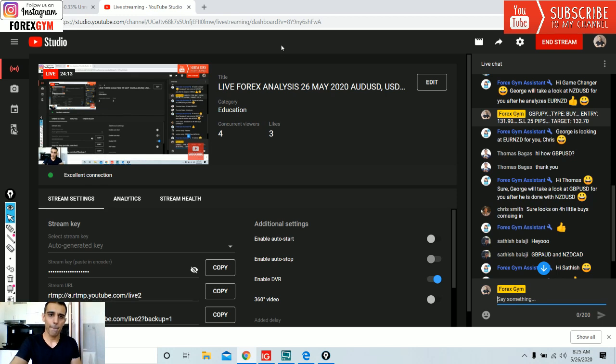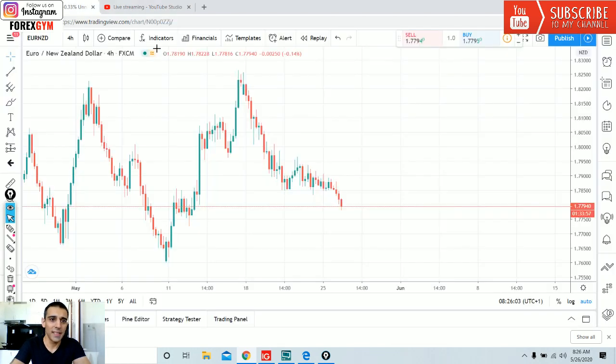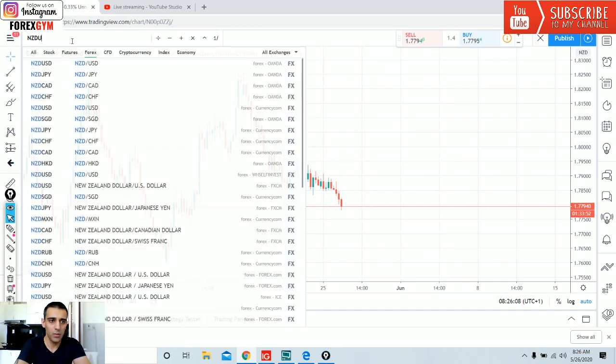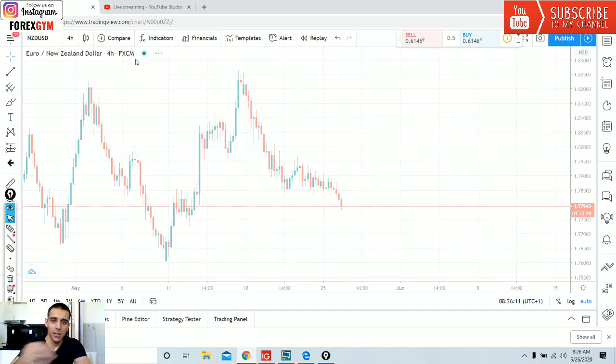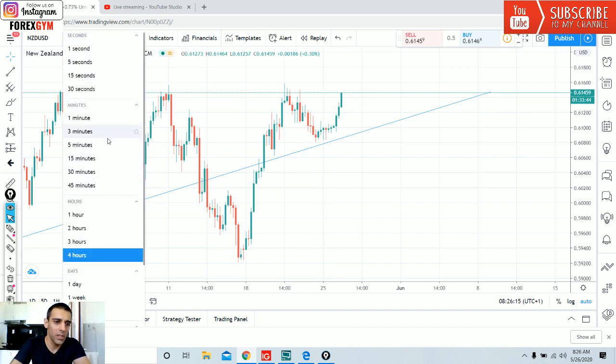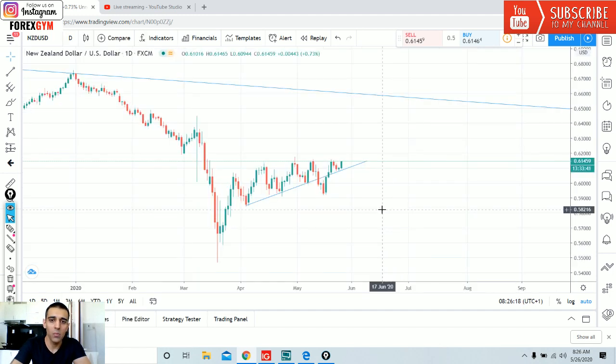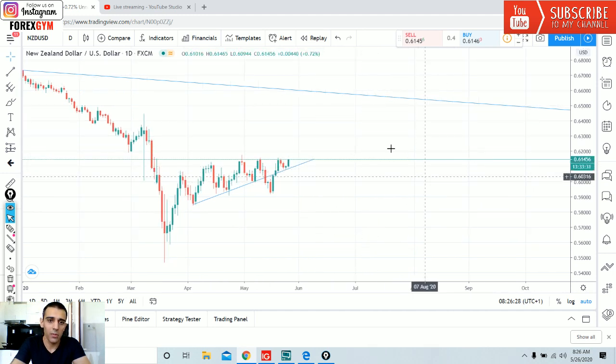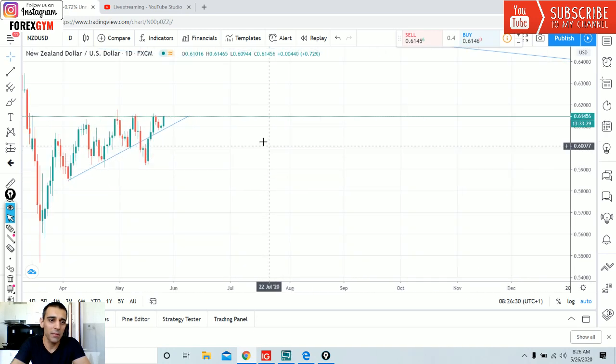NZDUSD. I feel like I analyzed this currency. No, I did not. I think I analyzed off the charts about a couple of hours back. Let's have a look. NZDUSD, see what this one is doing. I think NZD was making a nice move on this. So it looks like the currency is starting to move finally. I think NZD as well as EURUSD and AUDUSD, they obviously have a high correlation, and they're looking pretty much very similar.